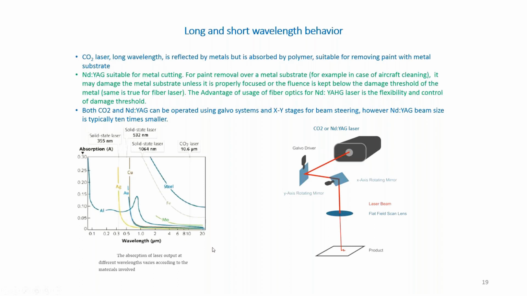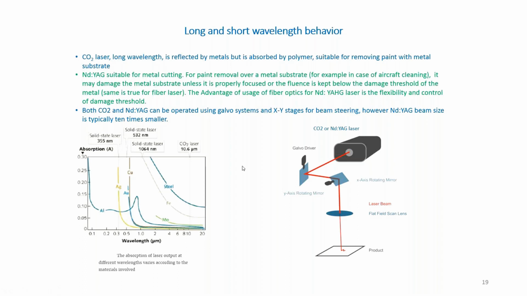Now, neodymium YAG laser is suitable for metal cutting. Of course, if you want to cut a metal, it's better to use 1 micron than 10 micron. You have higher absorption. For paint removal over a metal substrate, for a case of aircraft, it may damage the metal substrate unless it's properly focused or the fluence is kept below the damage threshold of the metal. So you have to be careful to control the fluence of the laser so it doesn't damage the metal at the bottom.